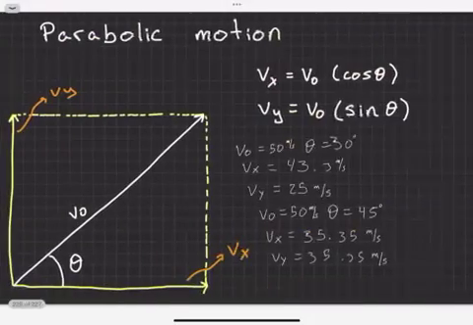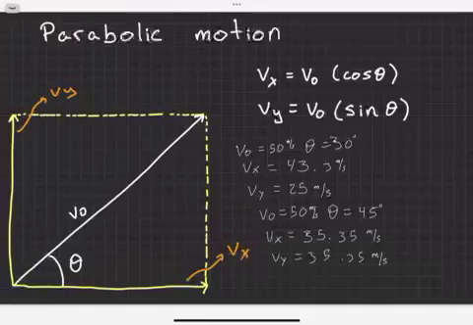We can do a couple of examples to see how the angle affects. Let's pretend the initial velocity is 50 meters per second, and the angle of our rocket is 30 degrees. Then the velocity next is 43.3 meters per second, and Vy is 25 meters per second. Then we change the angle to 45, and now we can see the velocity next is 35.35, and Vy is the same.